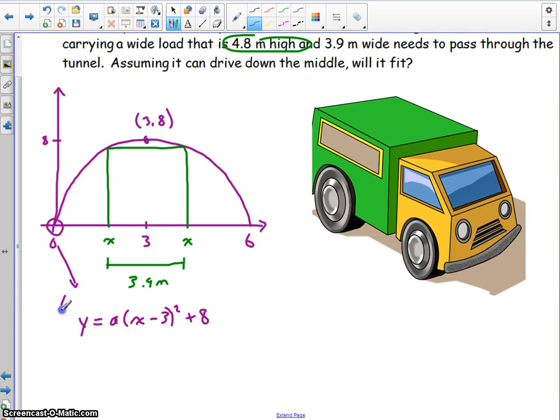So subbing in (0, 0), I get 0 minus 3 is negative 3 squared is 9. So continuing to solve, I'm going to get a = −8/9. So that gives me my equation.